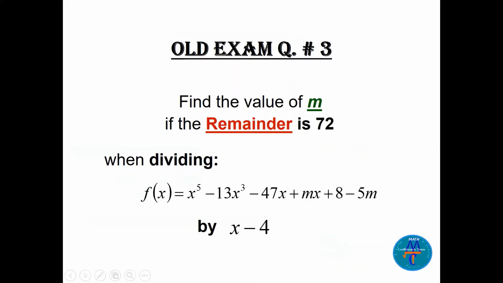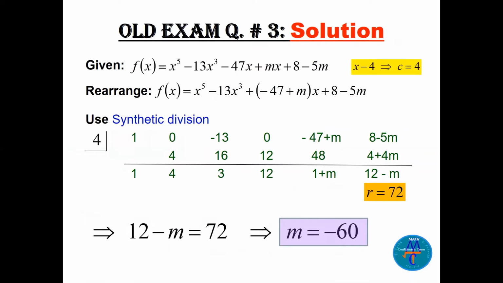Now, question 3, we need the value of m if the remainder is 72 when dividing this function by x minus 4. I think there's a little trick here, 2 tricks actually. One trick is that x to the power 4 is missing when you do synthetic division, and also for the x you have to take a common factor to find the coefficient of the x.